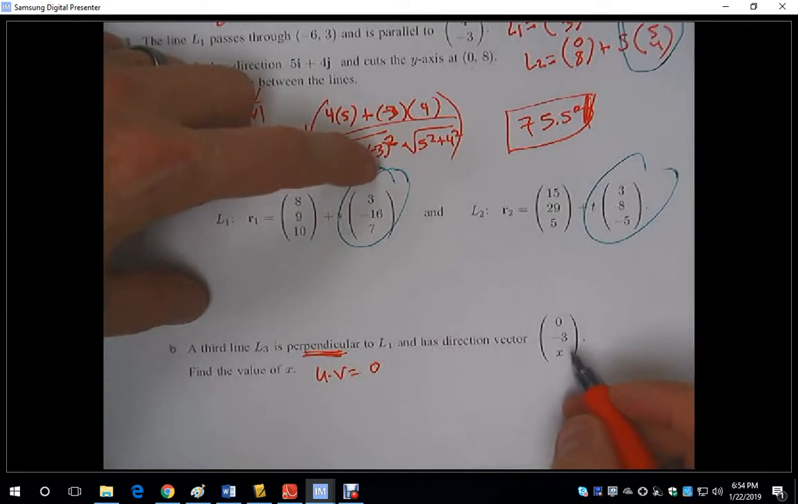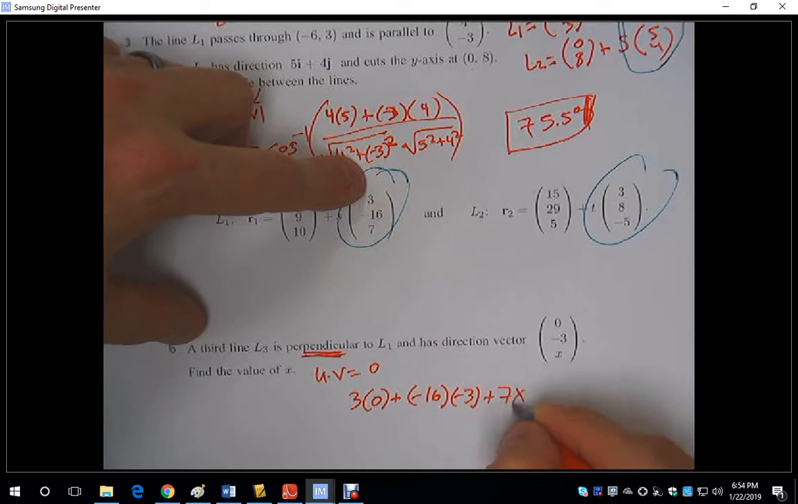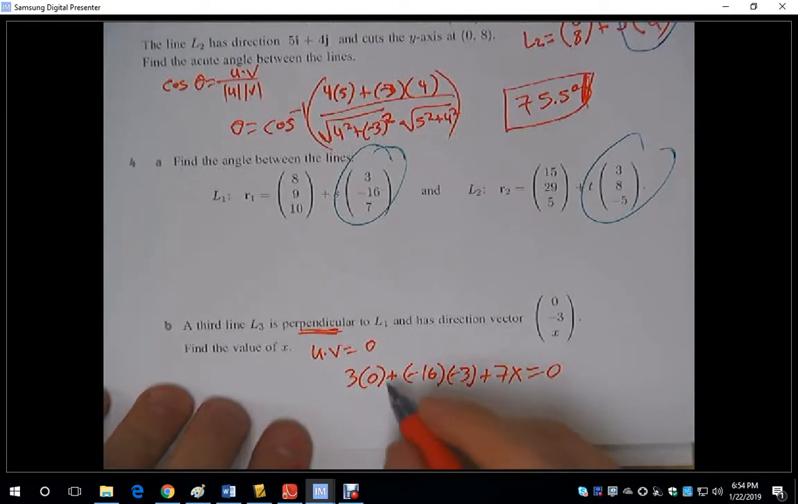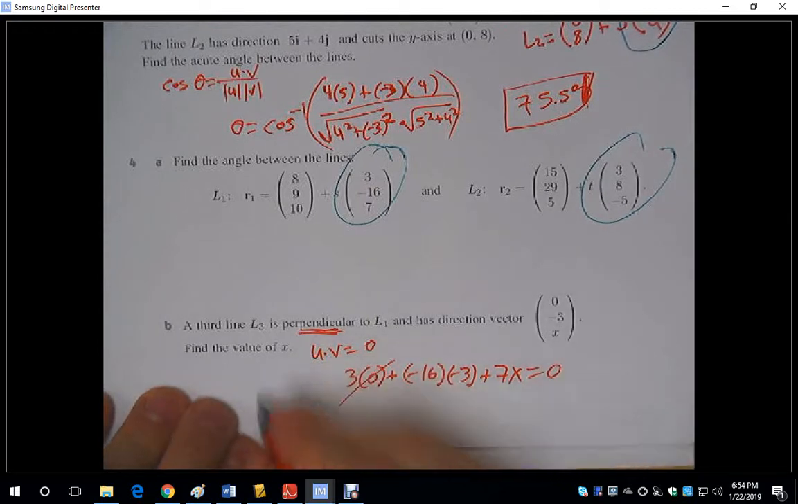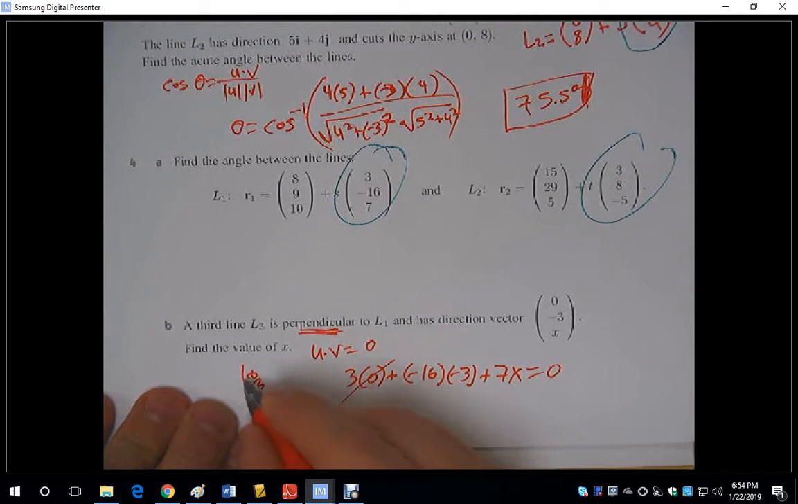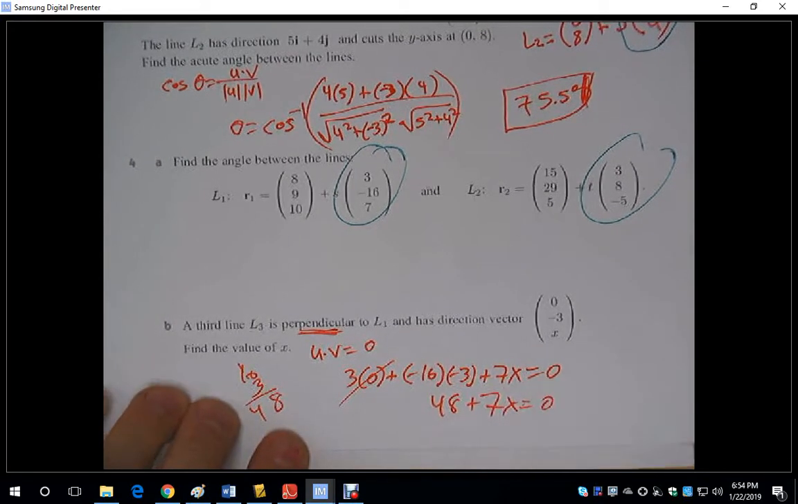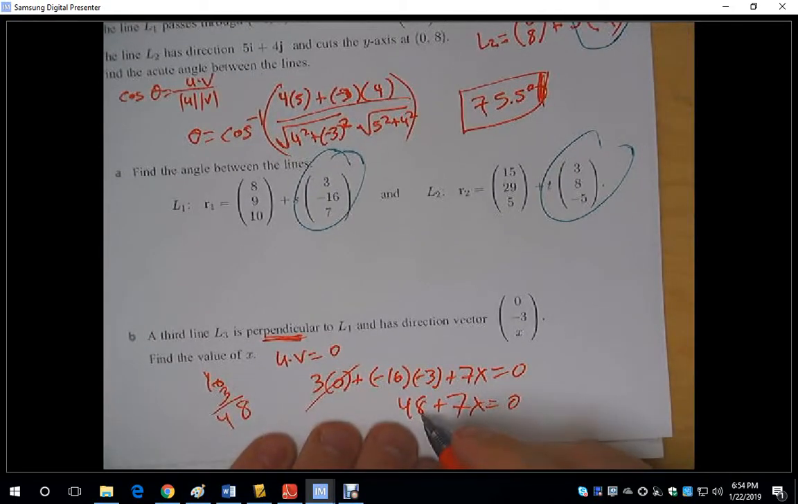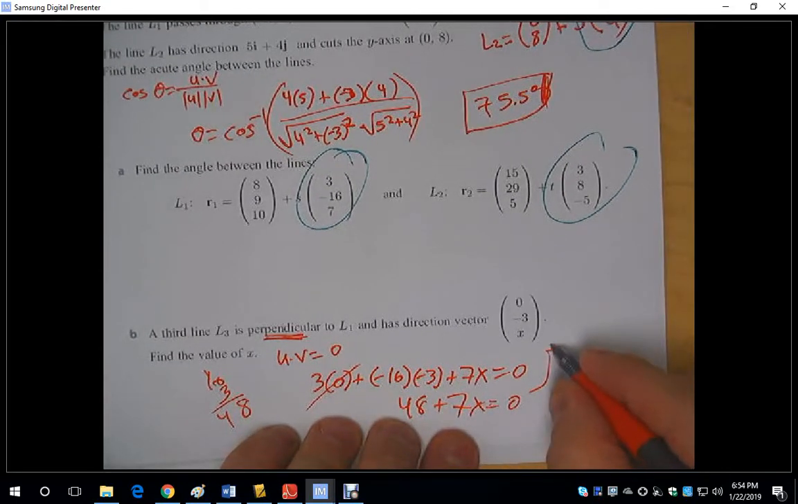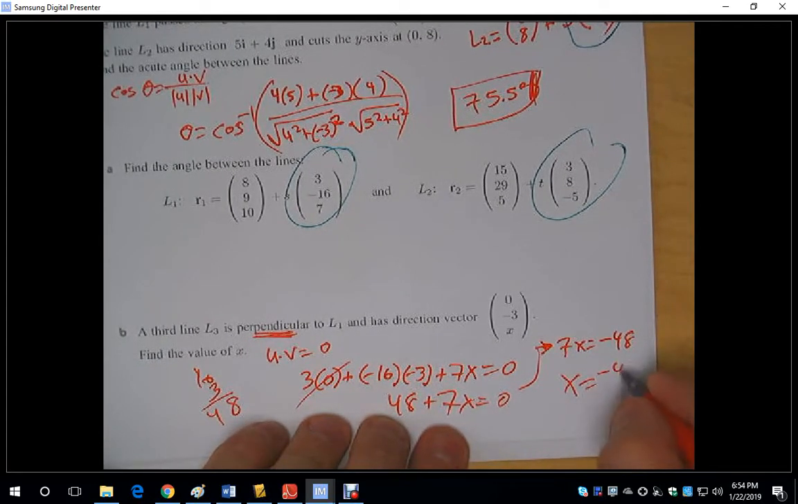dot product of these two vectors would be 3 times 0 plus negative 16 times negative 3 plus 7x equals 0. Well, 3 times 0 is just 0. And negative 16 times negative 3, that's negative times a negative, which is a positive. So I have 16 times 3, which is 48. I have 48 plus 7x equals 0. I'm going to subtract 48 from both sides. So that would give me 7x equals negative 48. Divide by 7, that gives me x equals negative 48 over 7. That is what x equals.